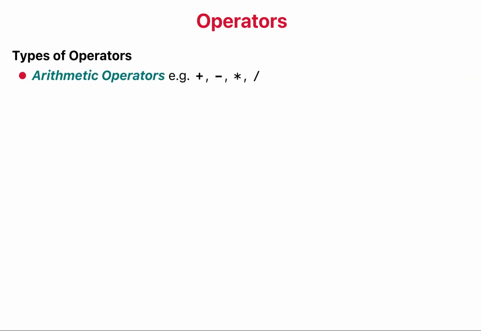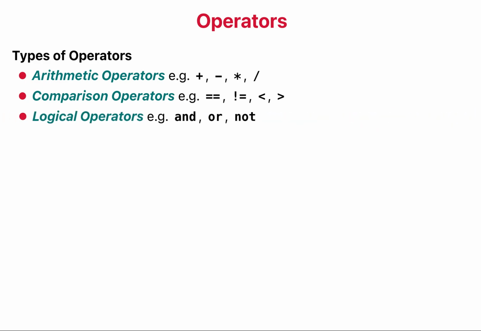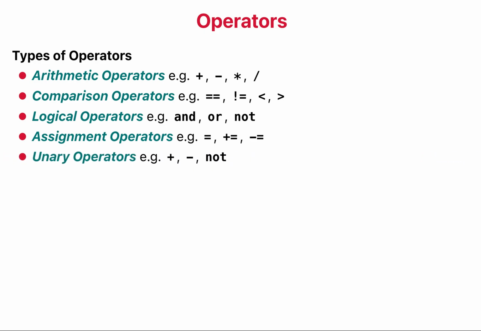Arithmetic operators are used to perform mathematical operations, such as addition, subtraction, multiplication, division, etc. Comparison operators in Python are used to compare two values and return a Boolean result that is true or false. Logical operators are used to combine conditional statements or invert Boolean values. Assignment operators are used to assign values to variables. Unary operators are operators that operate on a single operand, like unary plus, unary minus, logical not, etc.